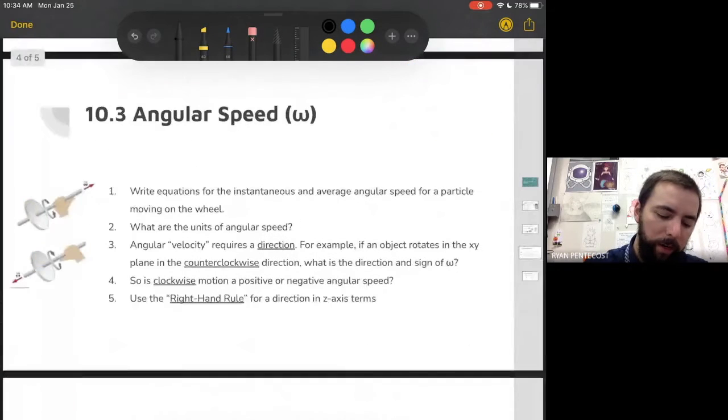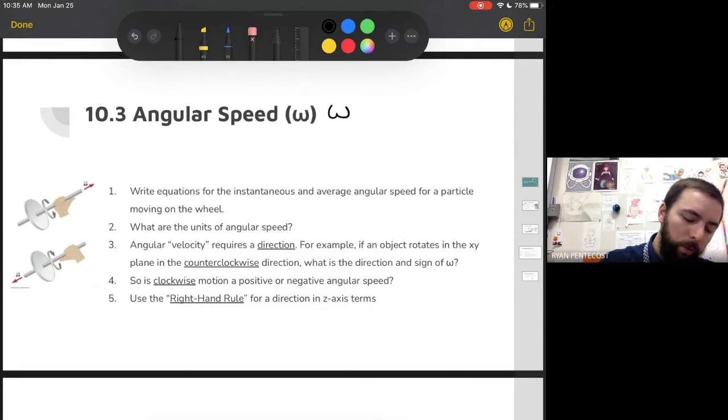All right, next, we've got angular speed. That's used with this omega. I draw my omega like that. It is a curly W. Now, we want to write the equations for instantaneous and average angular speed for a particle moving on a wheel. So we've got a wheel over here that it's talking about, right?